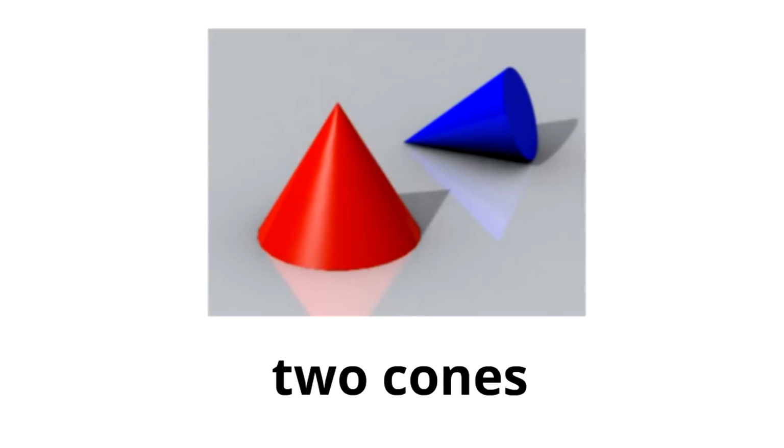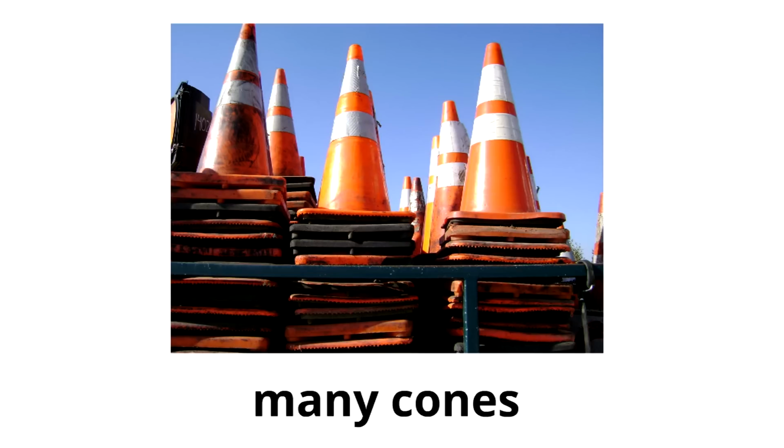Here are two cones, a red cone and a blue cone, and you can see both cones have that circle base and it all comes up to a vertex. What wonderful cones! Have you seen these before? They're traffic cones. Here are many cones. I didn't count all of them, but there's a lot, and they're wonderful cones.